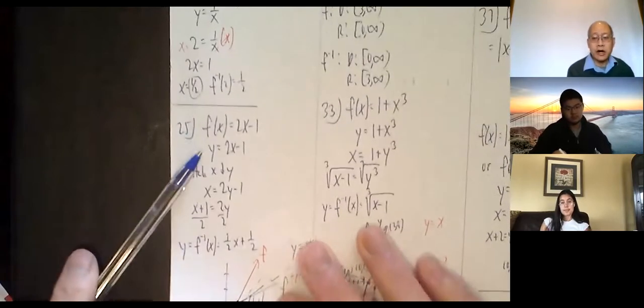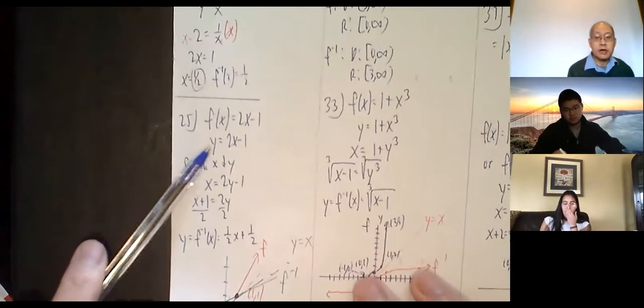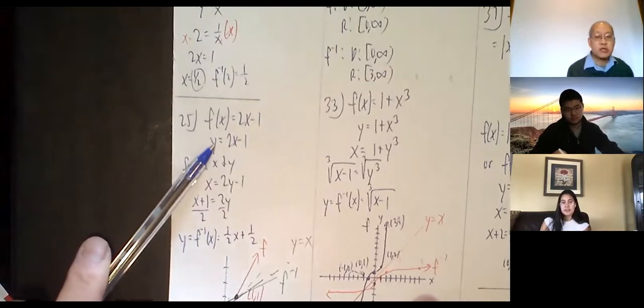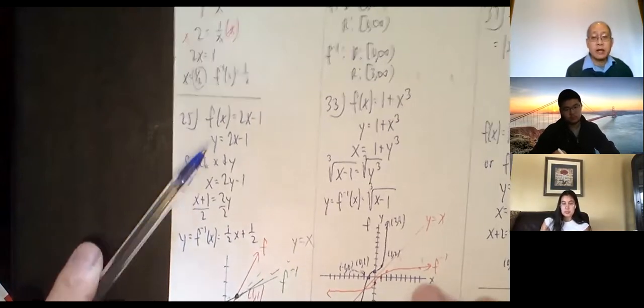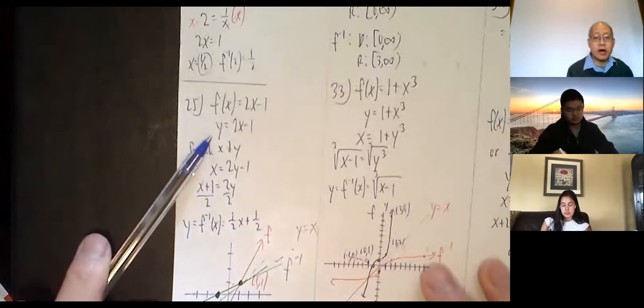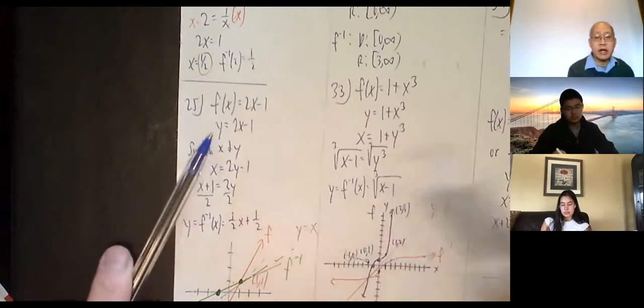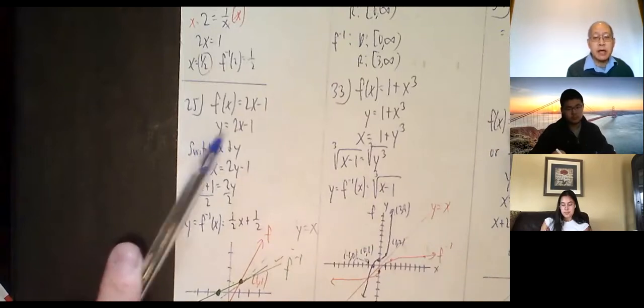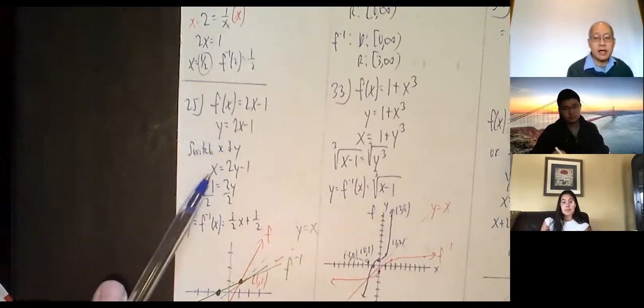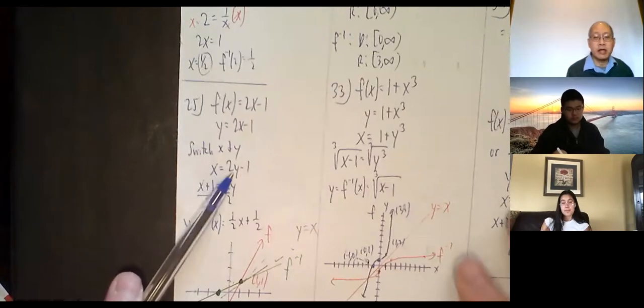Call f of x y, so y equals 2x minus 1. Now, switch around x and y. Wherever you see x, put y. Wherever you see y, put x. So switch x and y. That becomes an x. That becomes a y. And it looks like this. x equals 2y minus 1.